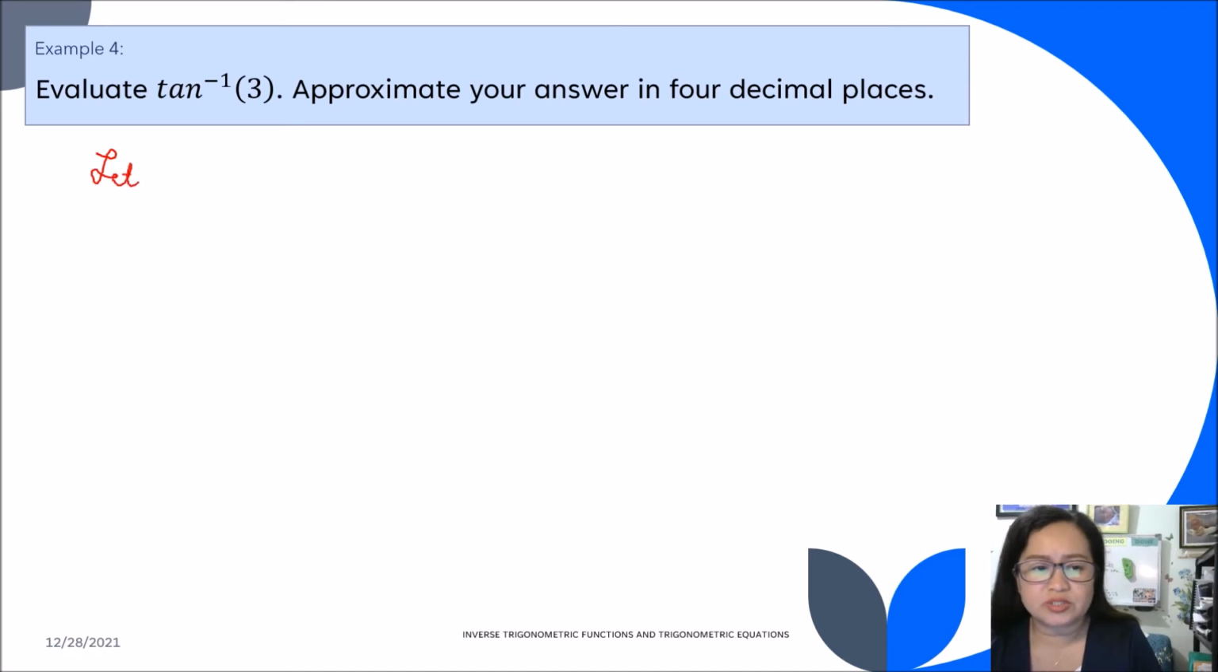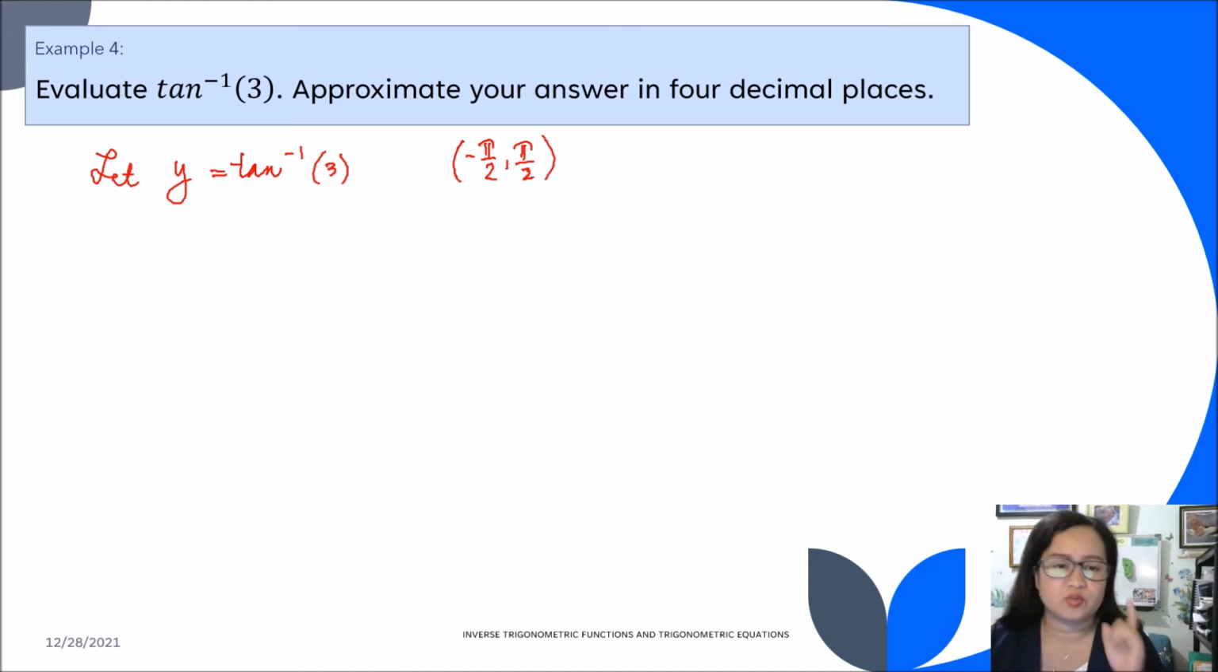Just like what we did in the previous example, we let y be equal to arctan of 3. Remember that the range of the inverse tangent function is the open interval negative pi over 2 to positive pi over 2. We have to get that measure of the angle having a tangent ratio that is equal to 3.